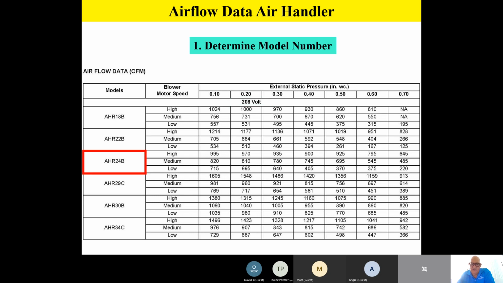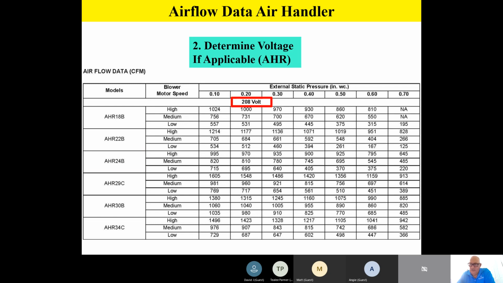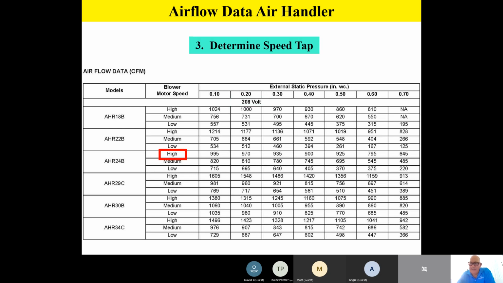So number 1, again, you determine the model number of the air handler. Number 2, consider the voltage if you have a voltage table to look at on your air handler chart. Step number 3, you're going to determine the speed tap that the motor's on, just like you did before. Look at the speed tap. And then you're going to correlate external static pressure with that speed tap to determine the airflow.